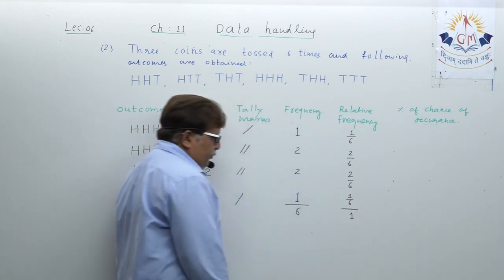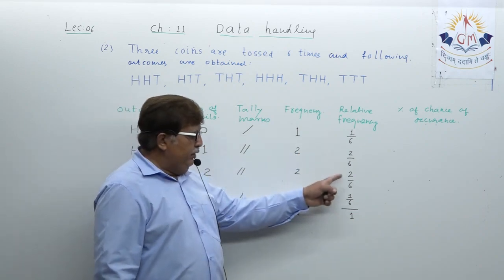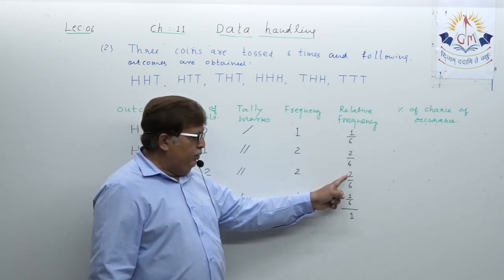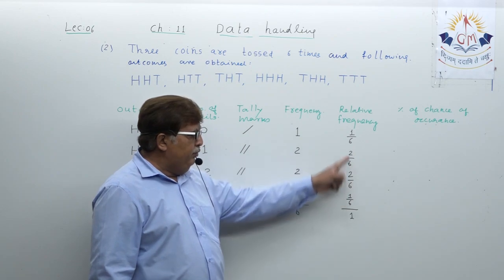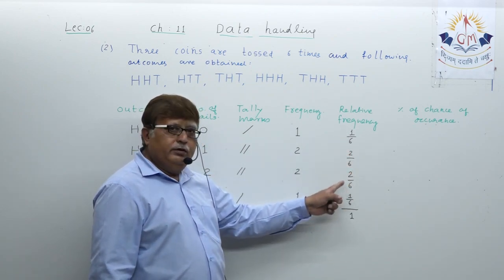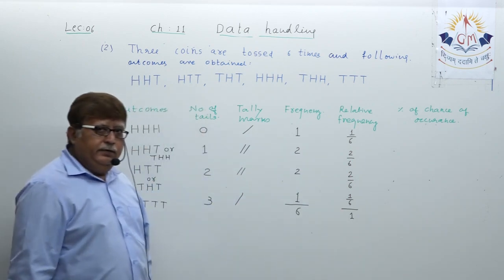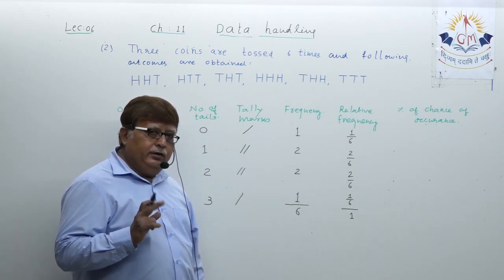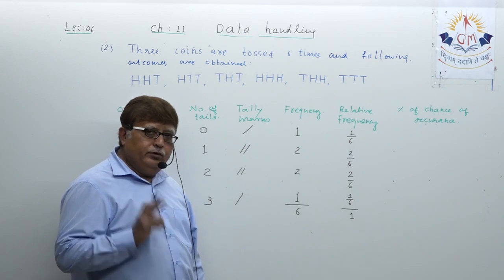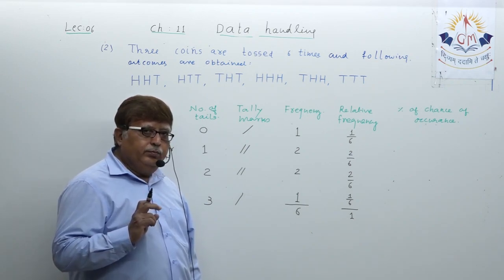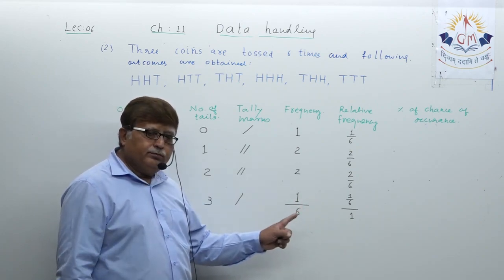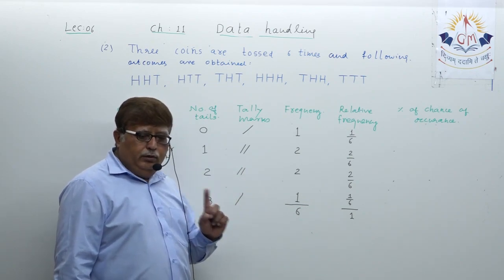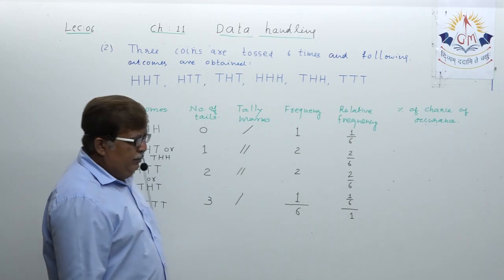Total is always 1. Why am I not cancelling? Just for your understanding, if you add 1 upon 6 plus 2 upon 6 plus 2 upon 6 plus 1 upon 6, that is 1 plus 2 plus 2 plus 1, which is 6 upon 6, which is 1. And as you know, one of the most important properties of probability is that the sum of all probabilities is always 1.